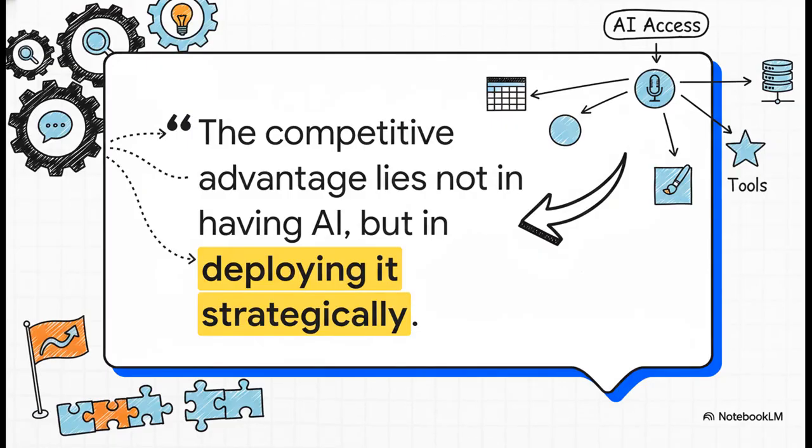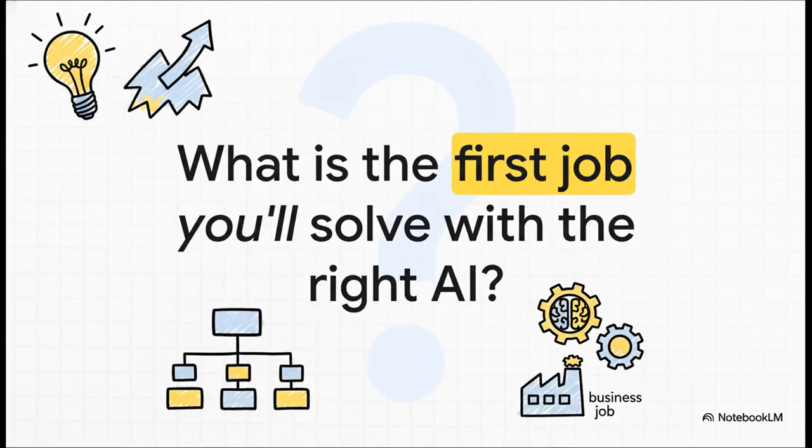Because at the end of the day, this is what it's all about. Just having AI, that's not a competitive advantage anymore. Everybody has it. The real edge, the thing that will set you apart, is knowing which tool to use for which job and deploying it with a clear, focused strategy. So, I'll just leave you with this one final question to think about. Looking at your own work, your own challenges, what's the very first job that you are going to solve now that you know how to pick the right AI for the job?